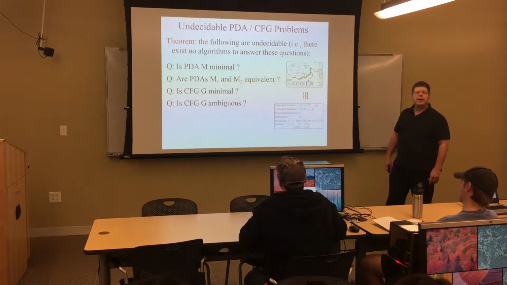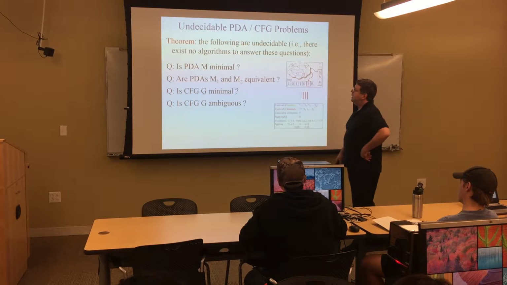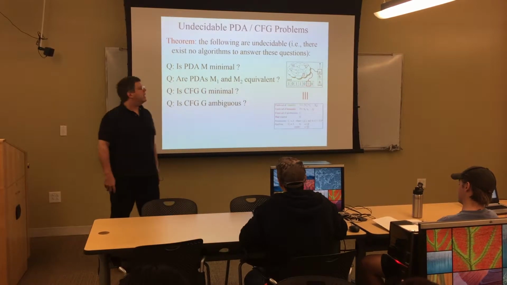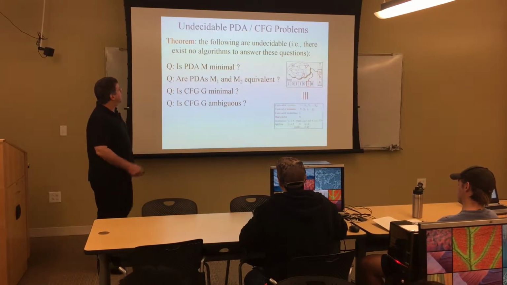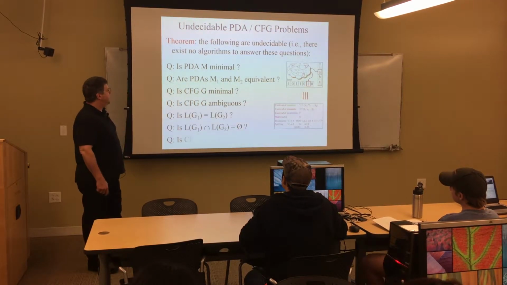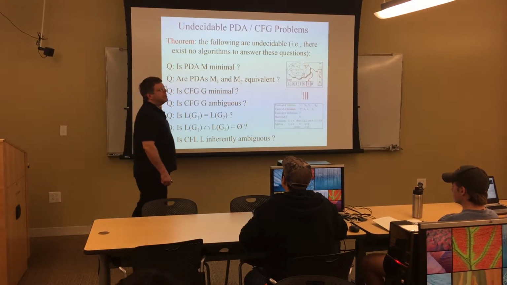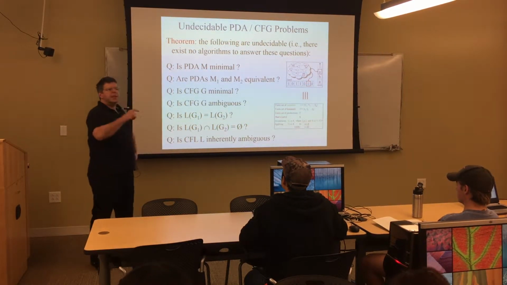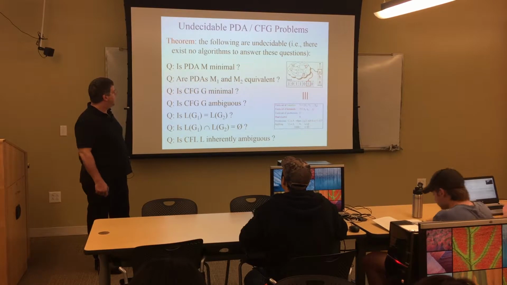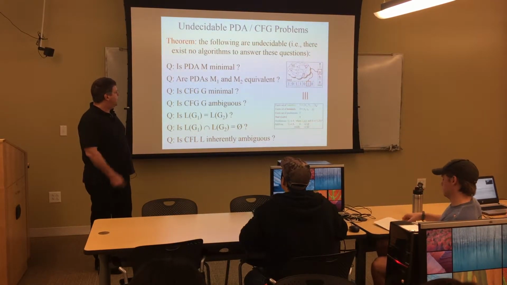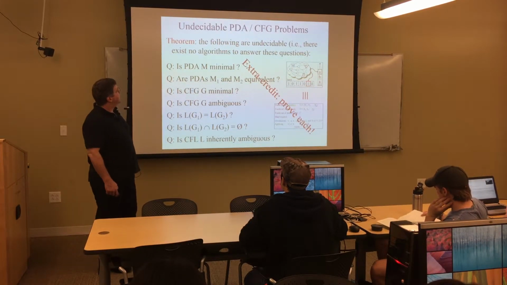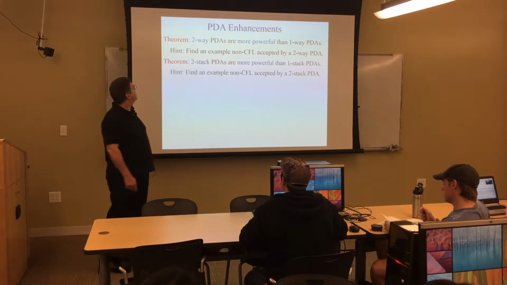Minimizing PDAs is undecidable. There's no algorithm for it. Determining whether two PDAs are equivalent, that is, whether they recognize the same language, that's also undecidable. Whether a language or a context-free grammar is minimal or ambiguous or inherently ambiguous, these are all undecidable properties. So complexity and undecidability start to rear their head right here at this level of computational power of the PDA kind of capability. Whether the intersection of two context-free grammars or languages is empty or not, that's also undecidable. And again, for extra credit, you can take a deeper dive into these topics.